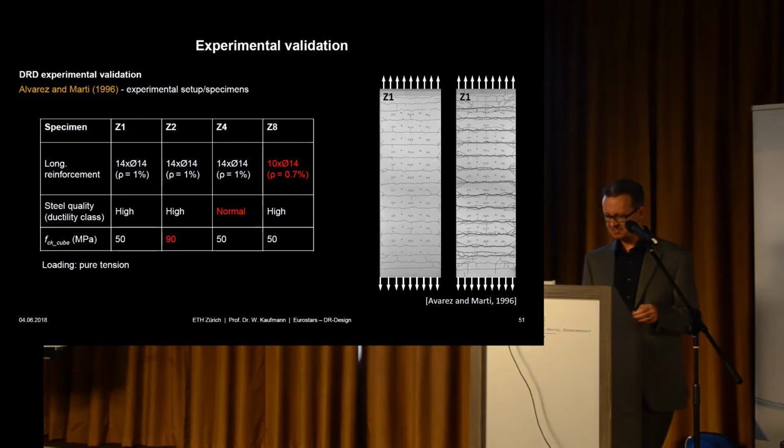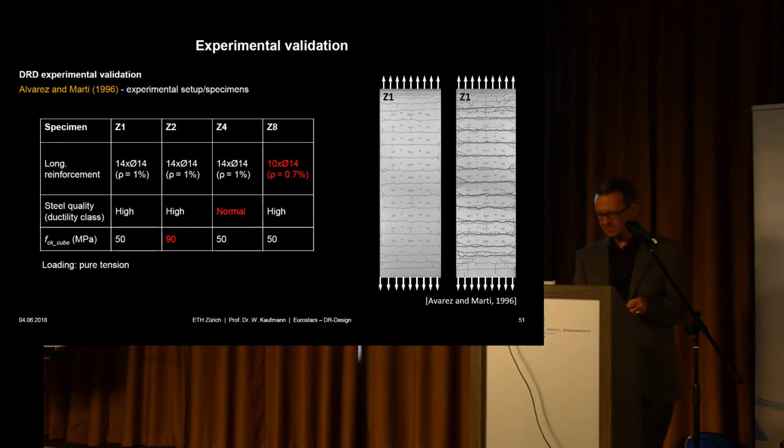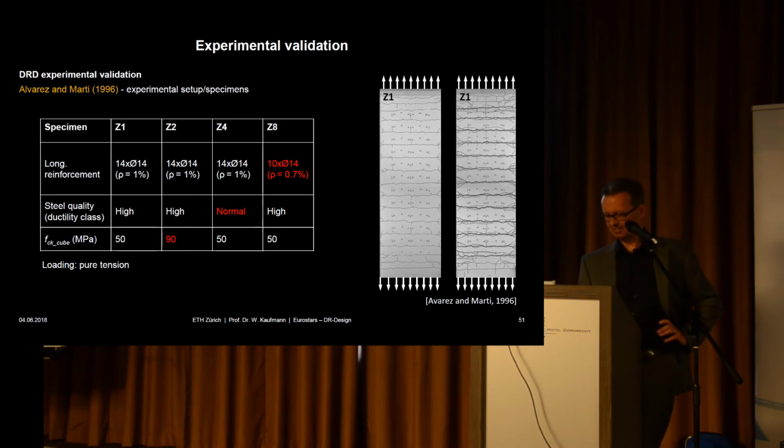One is direct tension experiments by Manuel Alvarez at ETH Zürich. These were the basis of the tension chord model. This is 3 meters; these are really large specimens that we tested. You can see 4 of these all have the same reinforcement, except that here I have a lower reinforcement ratio than in the others. Here I have not so ductile reinforcement, and here I have a high strength concrete. This one does not have a large impact. This one is really a problem, and this one is more or less as expected.